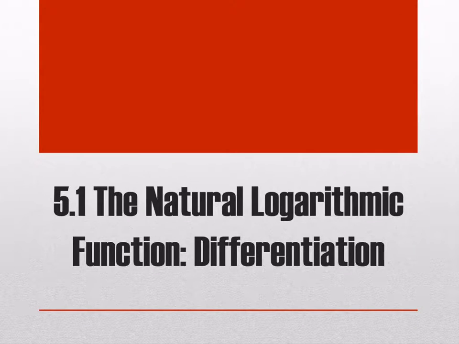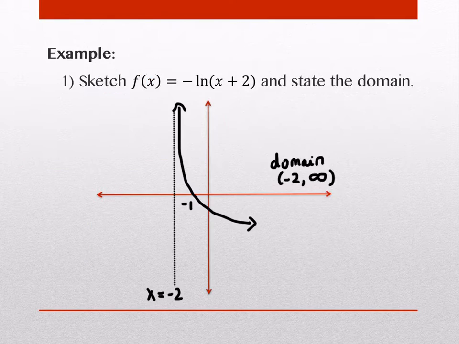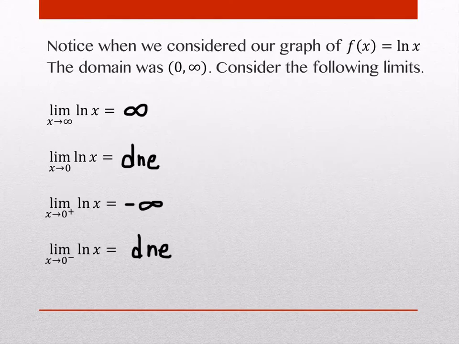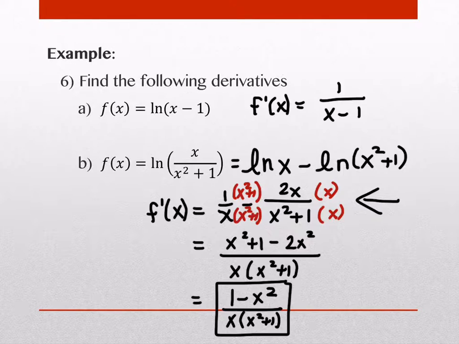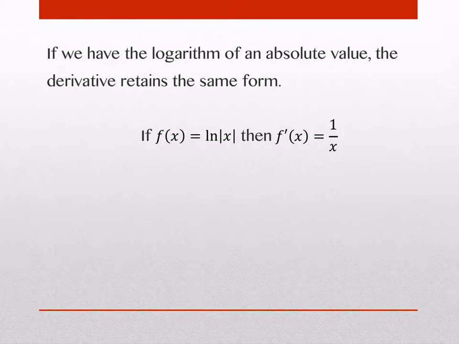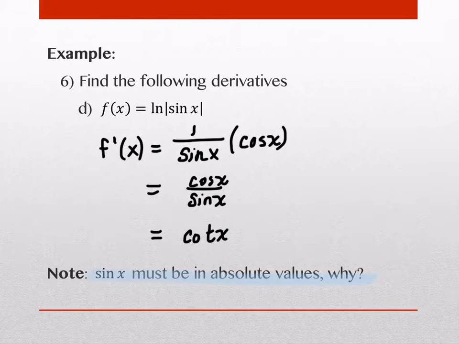Last time we started section 5.1, the natural logarithmic function with differentiation, and we had left off on talking about the logarithm's derivative when you have an absolute value with the x in the natural log, the natural log of the absolute value of x. The derivative ends up just being 1 over x as well, and we had done this example. And when we did this example, we talked about the fact that it really mattered that sine of x had to be in absolute values.